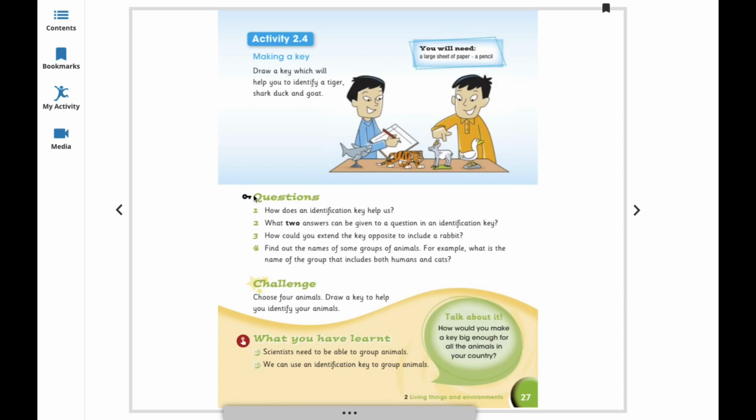Okay? These three questions, I want you to have a go at writing down and sending to me, okay? Number 4, we don't need to do because we already know lots of groups of animals. We've done it lots of times, okay? And you've done it with Maestra Chiara as well, okay? So we don't need to do number 4. Just 1, 2, and 3.